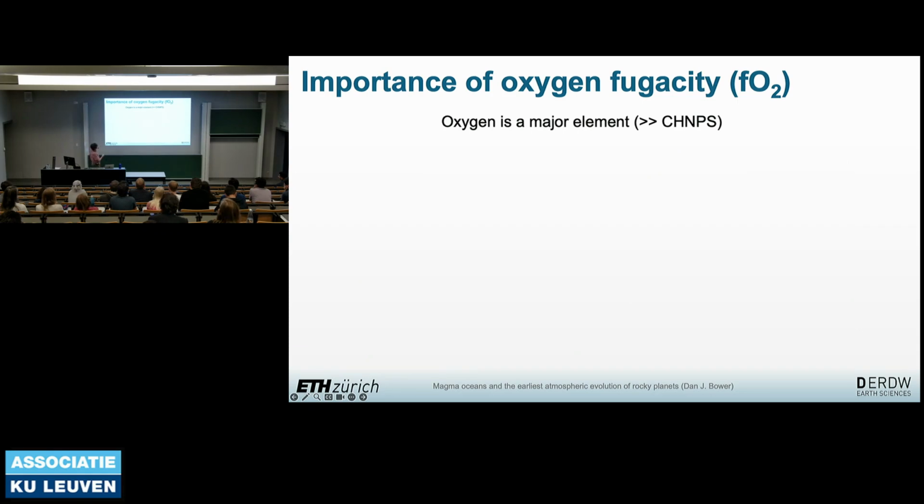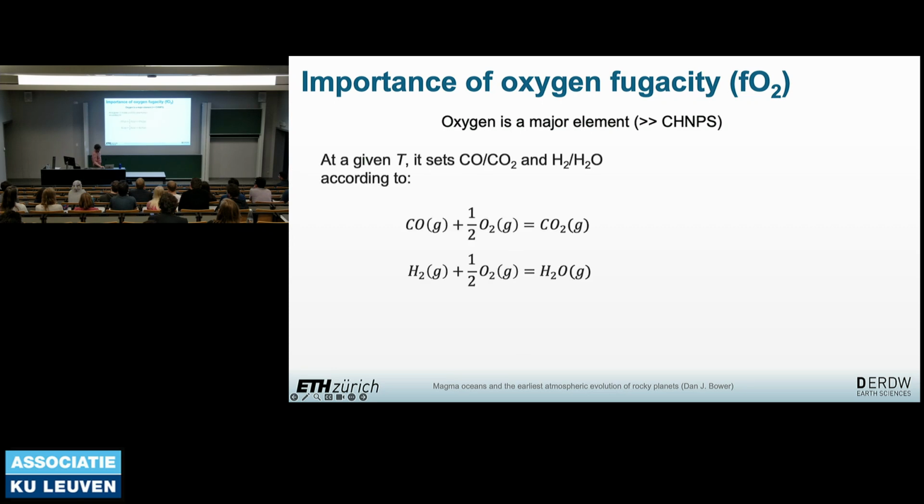Okay, a little bit about this concept called oxygen fugacity. Oxygen is a major element, and therefore it has a strong controlling influence on the ratios of reduced to oxidized species. At a given temperature, it sets the ratio of CO over CO2 or H2 over H2O. You can see this just by considering this gas reaction. The point is that this term involving oxygen relates to the fO2, the oxygen fugacity. If you express the equilibrium constant, the fO2 is controlling the ratio of CO2 to CO and H2O to H2.